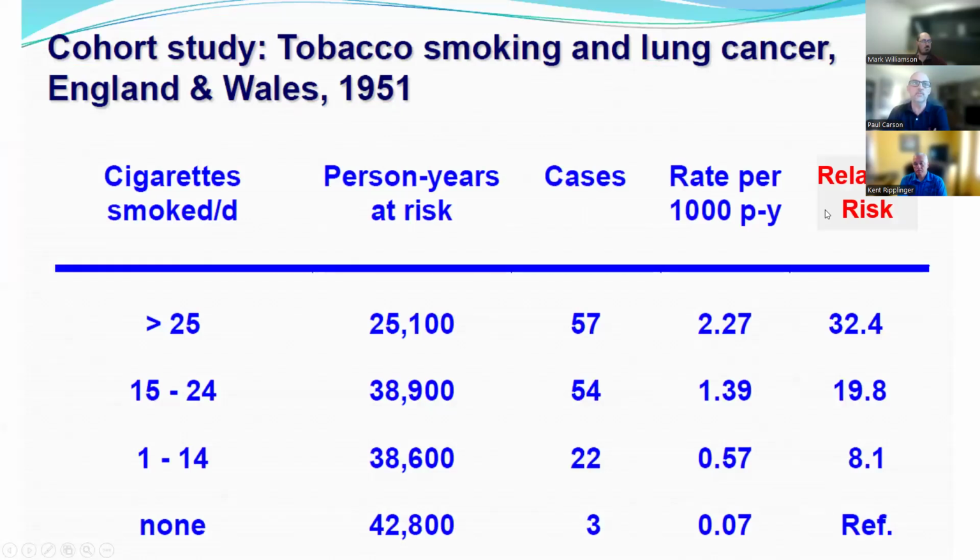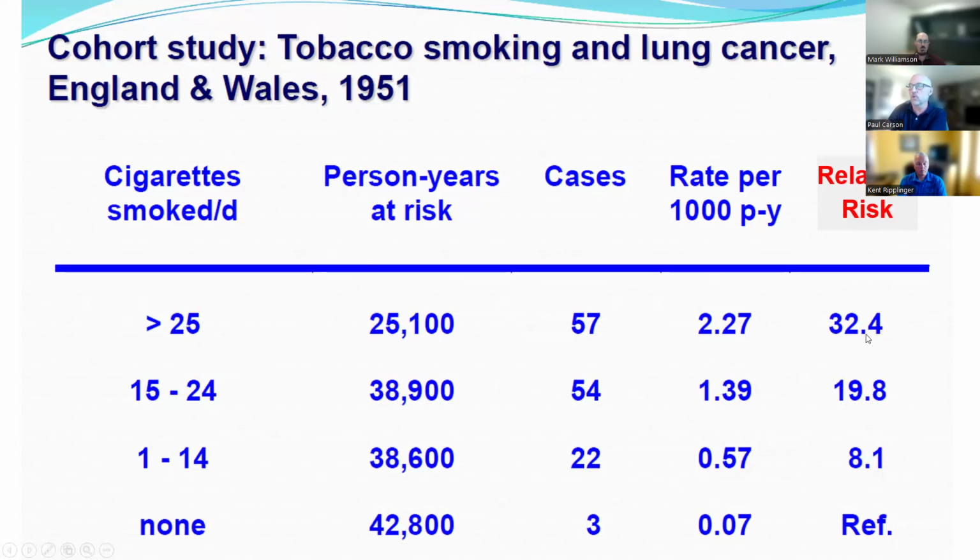Here's a very famous cohort study looking at tobacco smoking and lung cancer in England and Wales in 1951, and they looked at the exposure of smoking versus non-smoking. So the bottom group here, non-smokers, and then people who were light to moderate smokers, and then people who were heavy smokers. And then they looked at the number of person years at risk. And then they looked at how many cases of lung cancer developed over time. And then they were able to calculate from that a rate of lung cancer per 1,000 person years.